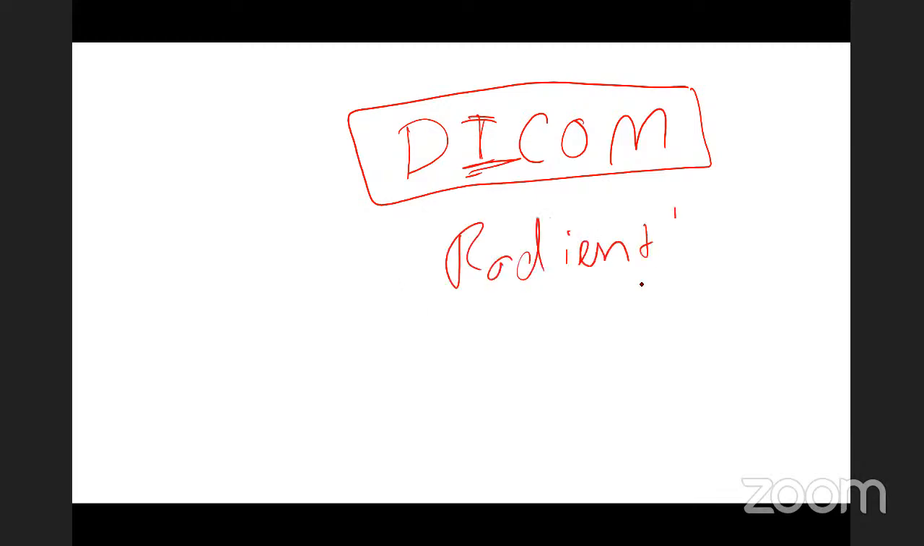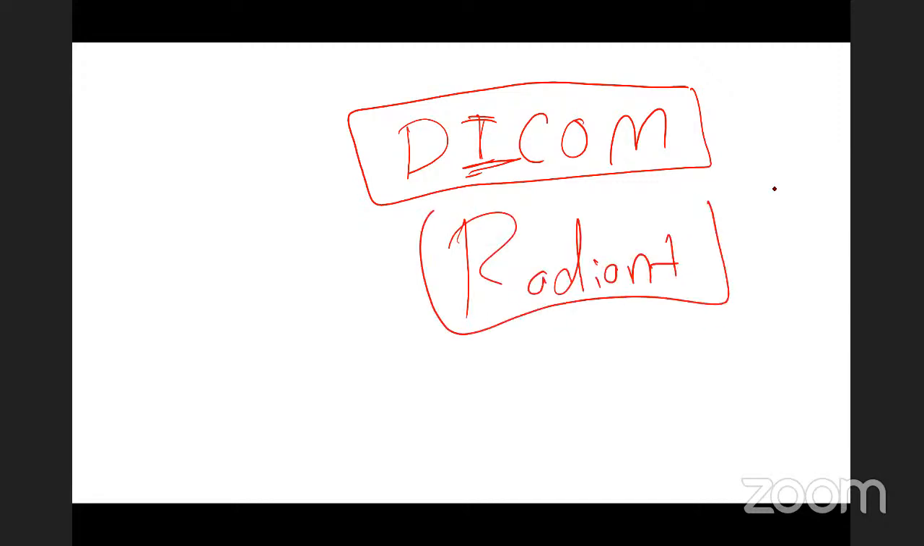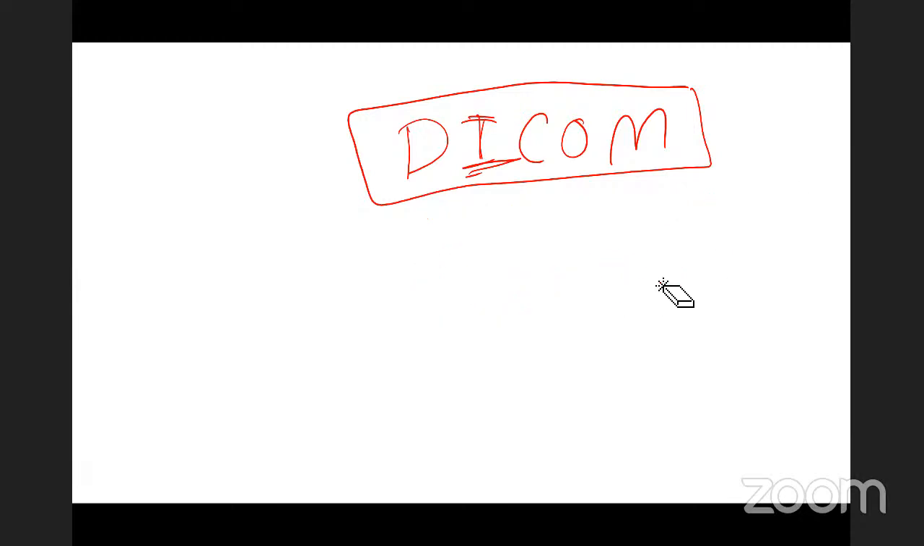Radiant is an example. If anyone gives you a CD and tells you to see that in your computer, you cannot open it unless you download Radiant, which is free. If you want to see any images in your computer, you have to download this software. Whatever it is, this one thing you need to remember: DICOM is the format in which images are stored.